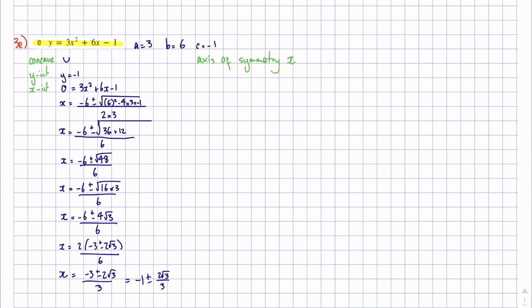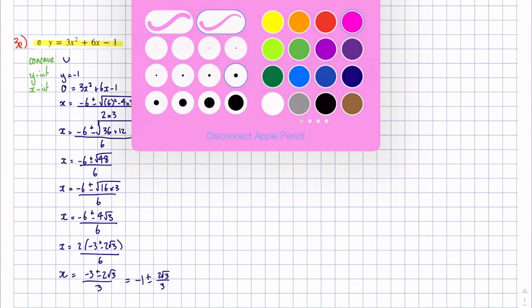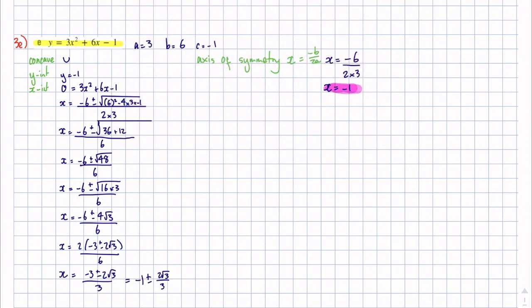x equals minus b over 2a. So we have x equals minus 6 over 2 times 3. Well, that's just going to give us x equals negative 1, which, coincidentally, we could have already seen because it's negative 1 plus minus this thing. So negative 1's in the middle of whatever the x-intercepts are.